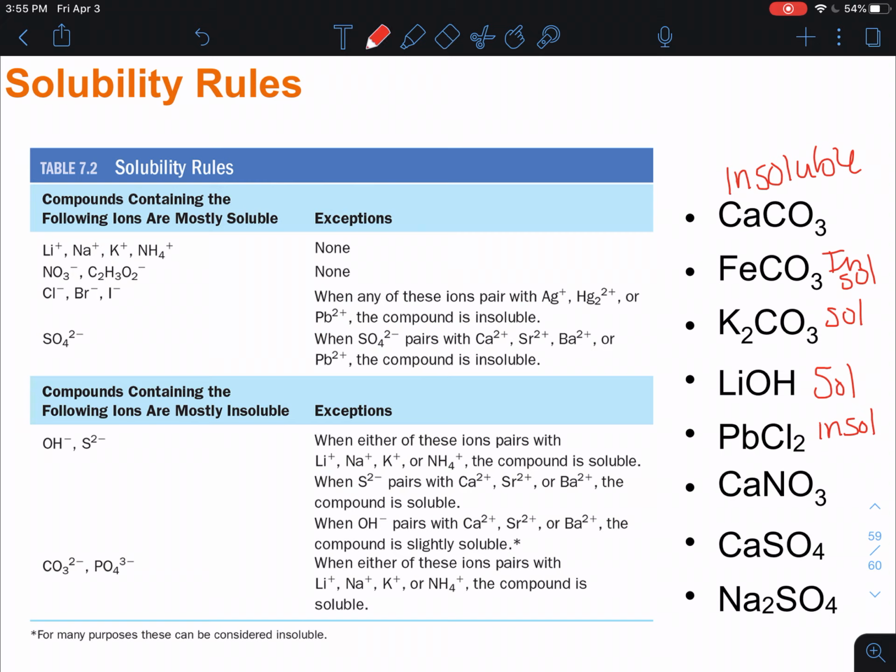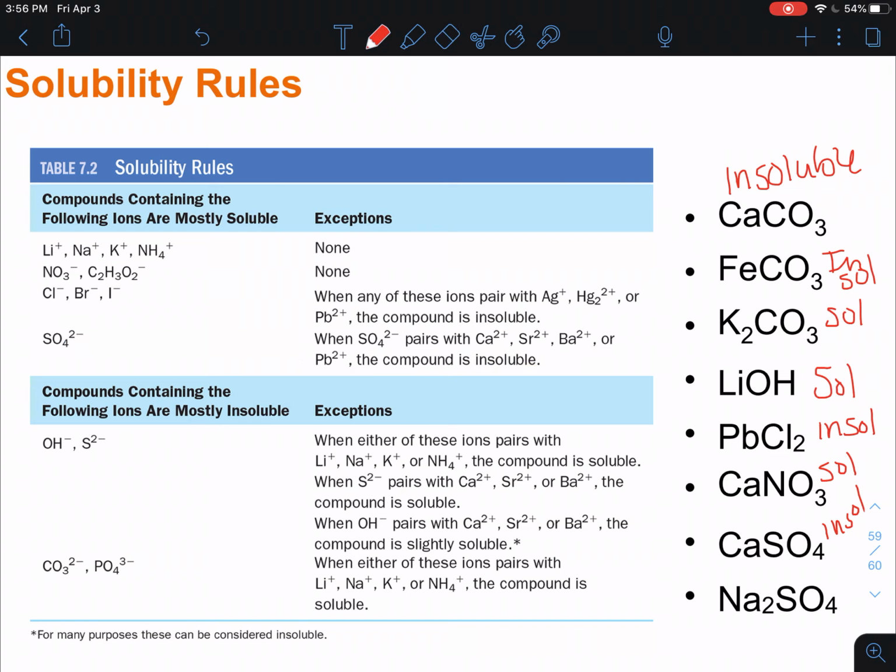Next, we have calcium nitrate. Okay, calcium nitrate. I'm not seeing calcium anywhere, but do I find a nitrate? Nitrate anions right here. Are there any exceptions to that? Nope. So we're going to say this guy is soluble. Calcium sulfate. Next one. Sulfate, I see right here. Are there any exceptions? It says when sulfate ions pair with calcium, strontium, barium, or lead, the compound is insoluble. So guess what? This guy is going to be insoluble.